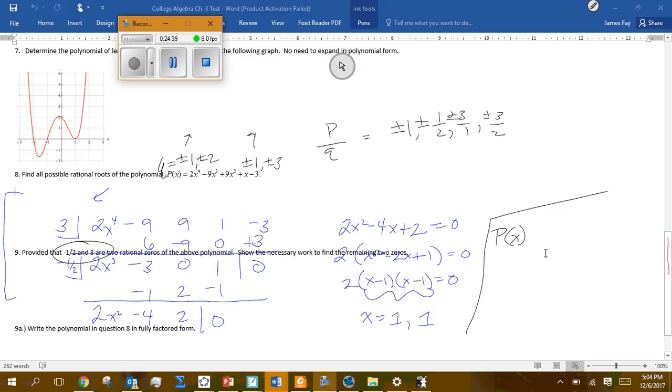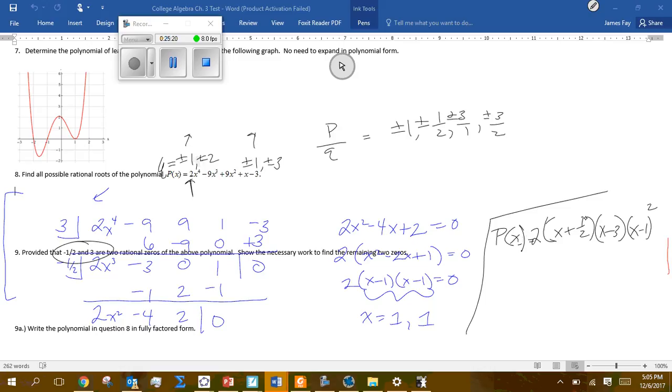So P of x has a 0 at -1/2, so a factor of x plus a half. We had a 0 at 3, so it gives me x minus 3. And we had a 0 at 1, so it becomes x minus 1 quantity squared. But if you multiply all that out, you're going to get x to the 4th. We want 2x to the 4th, so we need to put that multiplier out front and get P of x is equal to 2 times x plus a half, x minus 3, x minus 1 squared.